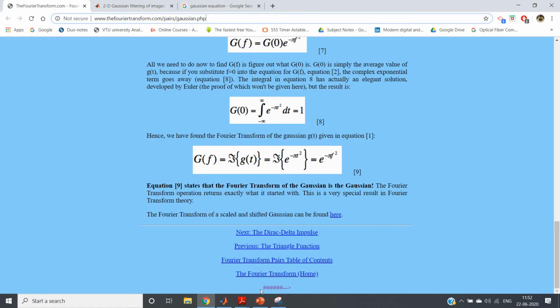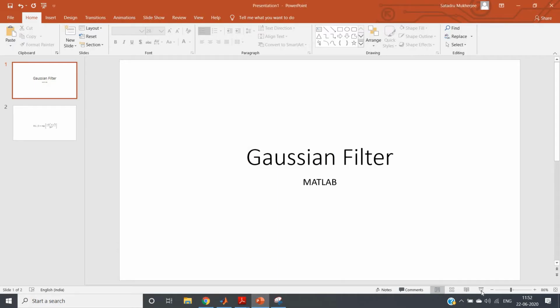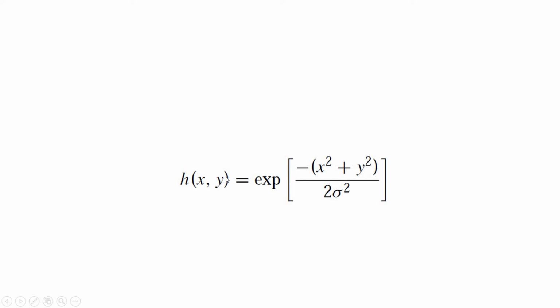So this is the simple concept. If I show you the equation in 2 dimension, the Gaussian filter equation is h of x comma y equal to e to the power minus of x square plus y square by 2 sigma square. Like we have seen for 1 dimension, e to the power minus of x square by 2 sigma square, there was a mu term also, the mean, but in 2 dimension it is like this. And here also the same concept.